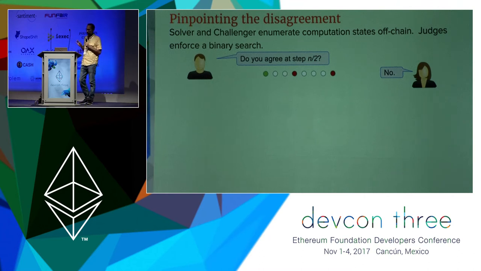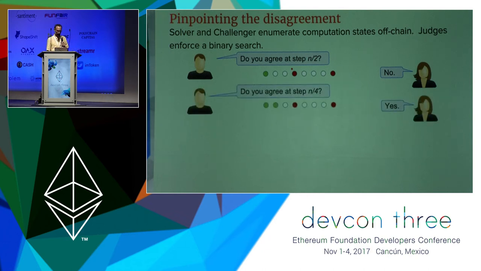The solver and the challenger enumerate their computation states. They do all this off-chain. Then the judges enforce a binary search to find the first step in the computation where they disagree. Green means they agreed. They agreed on the first step because that's the input, it's just given. And they didn't agree on the end, or they wouldn't have been in the court in the first place. So the solver says, do you agree halfway through? The challenger says, no, I don't agree on that. So we mark that as red.